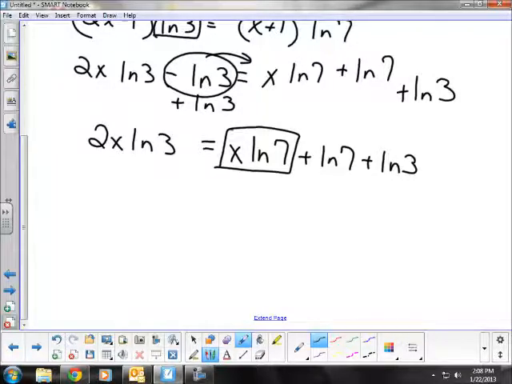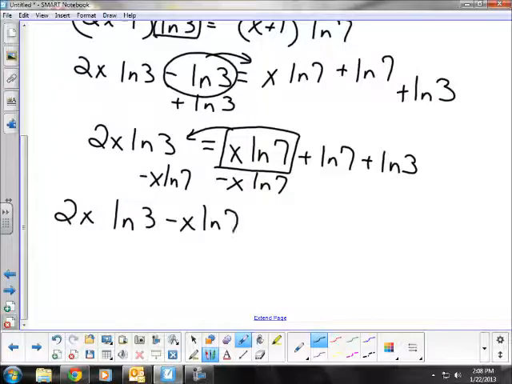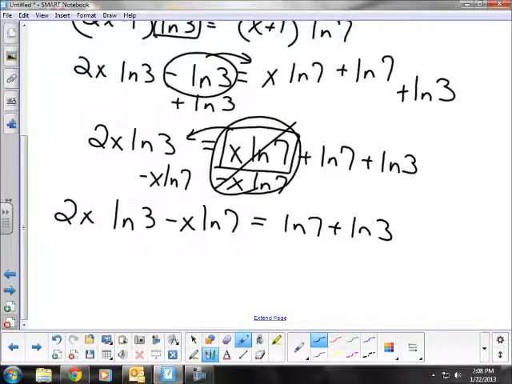That's exactly right, DJ. That one that's got the x in on this side, I need to subtract it from both sides. Again, those aren't like terms. I can't combine them together, so I just got to list them. That's 2x times the ln of 3 minus x times the ln of 7 is equal to the ln of 7 plus the ln of 3, because that's a zero pair and it's gone now.